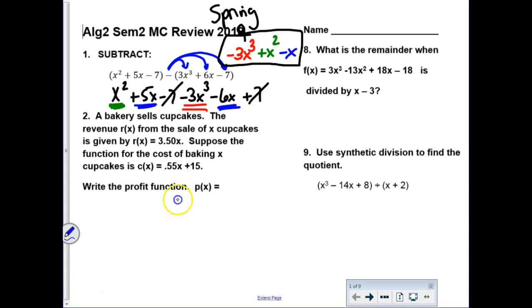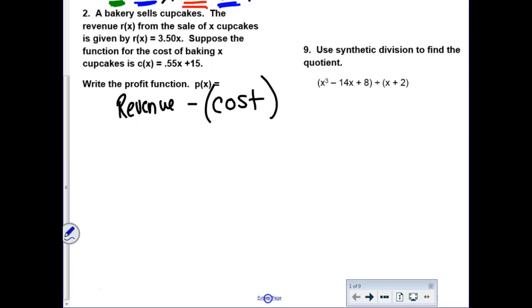Profit function. Okay, some of us forgot how to find profit. The idea is that you take your revenue and you subtract your cost. So what I would write down in my notes here as I'm studying is I would put the word cost in parentheses, because this is where the mistake occurs for most of you, if you make a mistake on this question. So the revenue function is this guy right here.